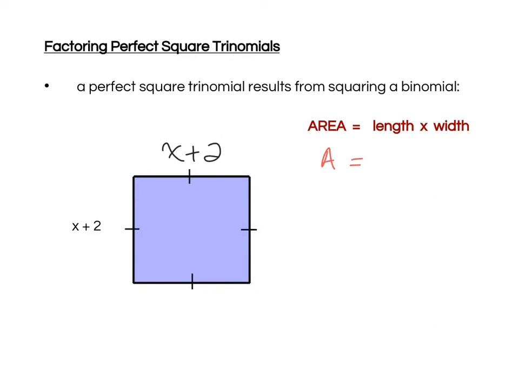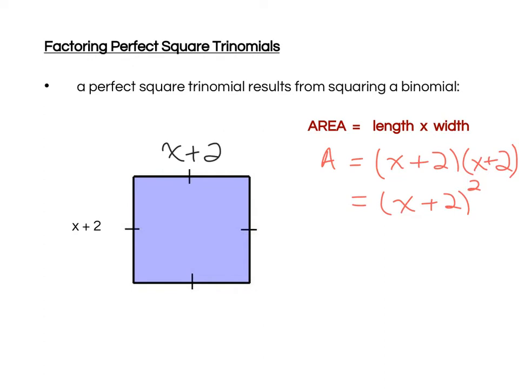But in this case, I'm just going to write in what the length and the width are, and they're x plus 2 and then x plus 2, right? The length and the width are the same. So one could simplify that. I could have initially written that in a simplified version as x plus 2 all squared, right? So when I say a perfect square trinomial results from squaring a binomial, this is what I mean.